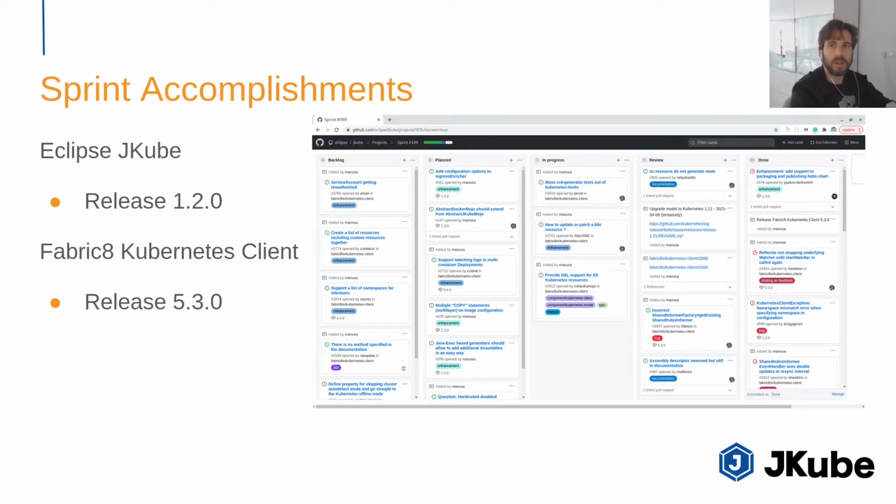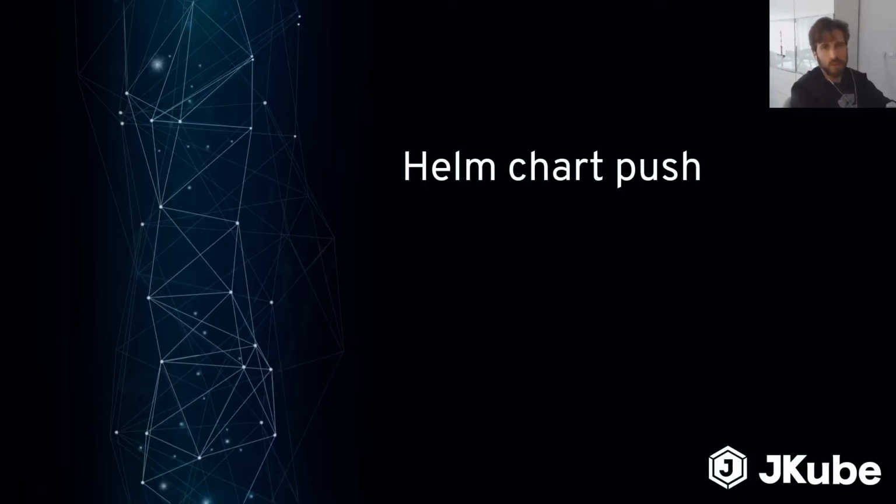This sprint we've cut minor releases for both our projects, Eclipse JKube and the Fabric8 Kubernetes client. And we worked a lot on the Helm features for Eclipse JKube. So on today's demo, I'm going to show you the new feature that was contributed by one of the members of the community, Domenico Laiocano. And in this case, it's a new goal to push charts to Helm repositories.